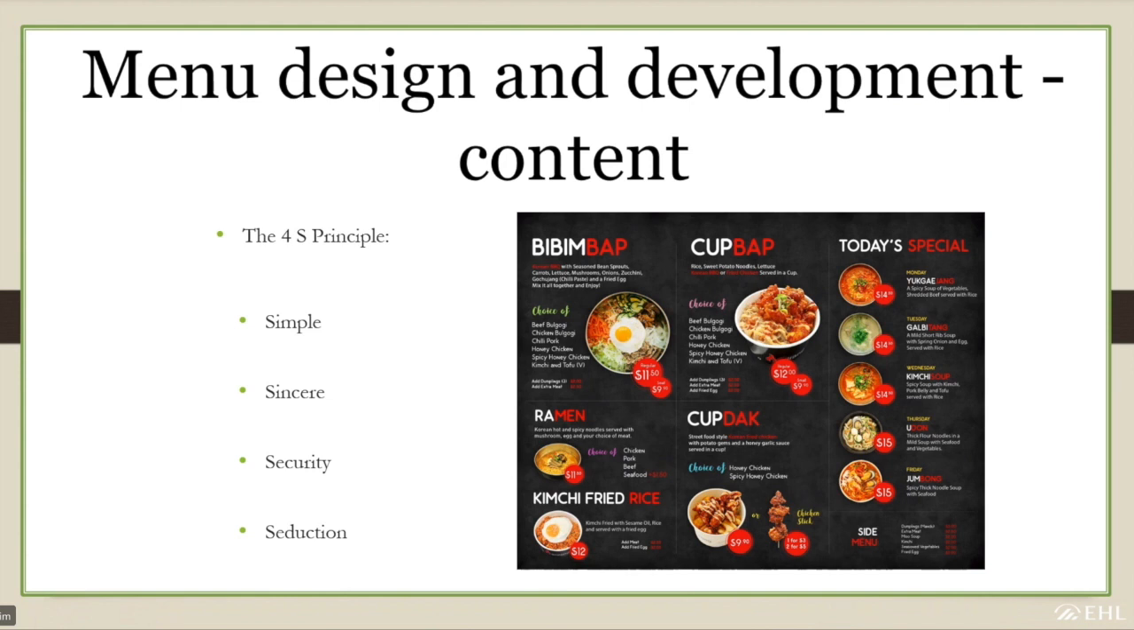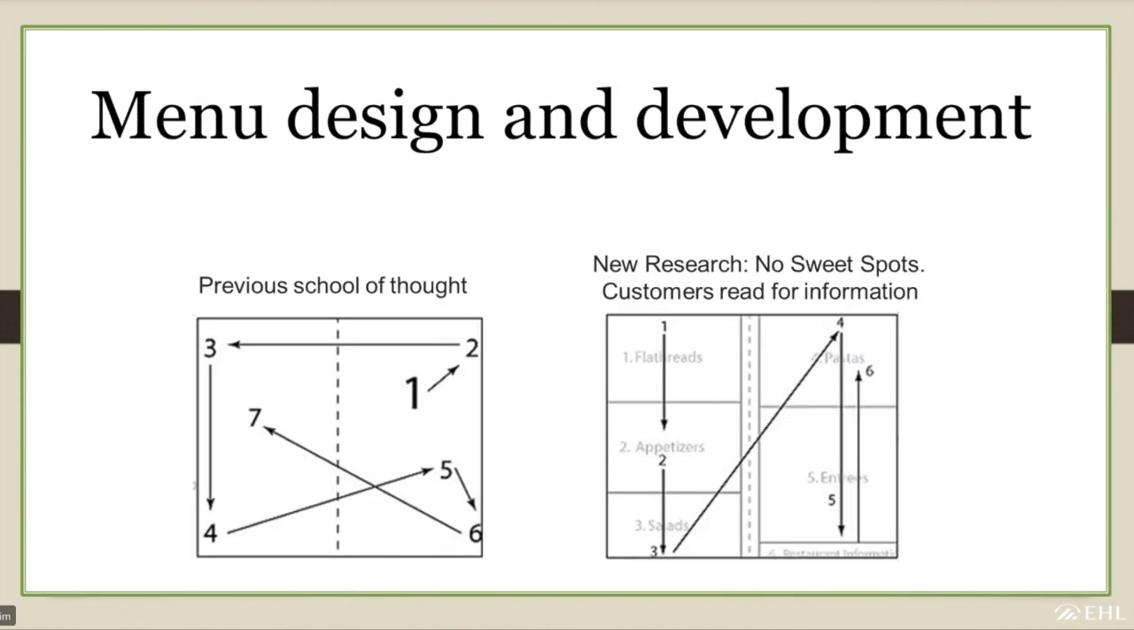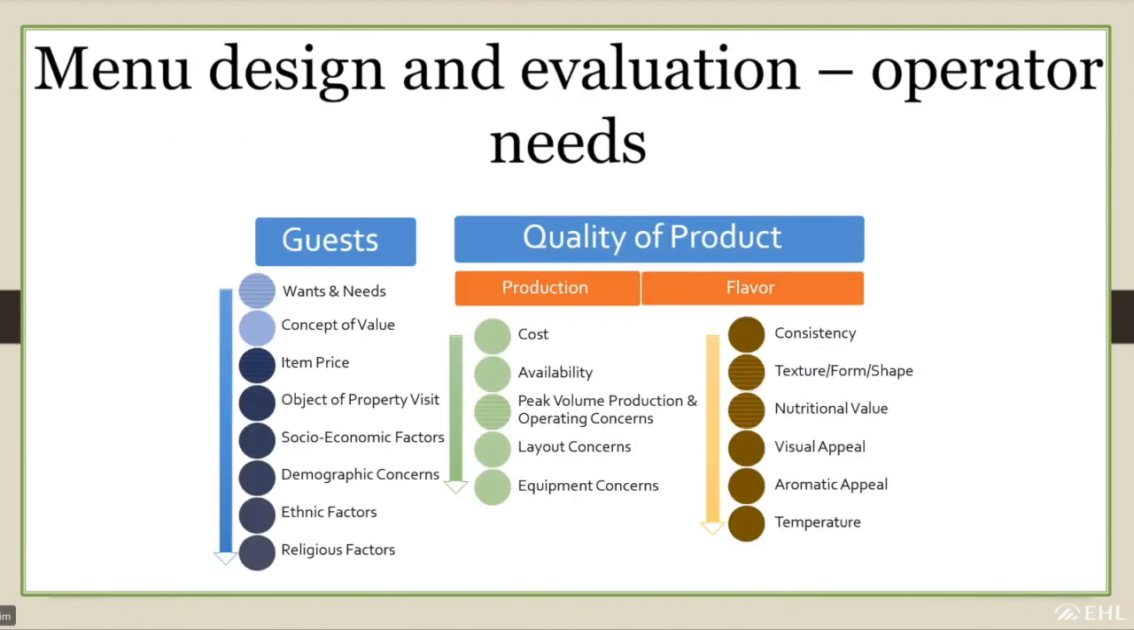For menu design: simple, sincere, security, and seduction. This is also very self-explanatory. The reading style also, he's probably not going to ask about that, this is just for your information. And then what do you need? An operator's wants and needs. How do you cost? You have very different factors that you have to take into consideration: quality of product, production, flavors. This is what you need to know as an operator and as the restaurant server.